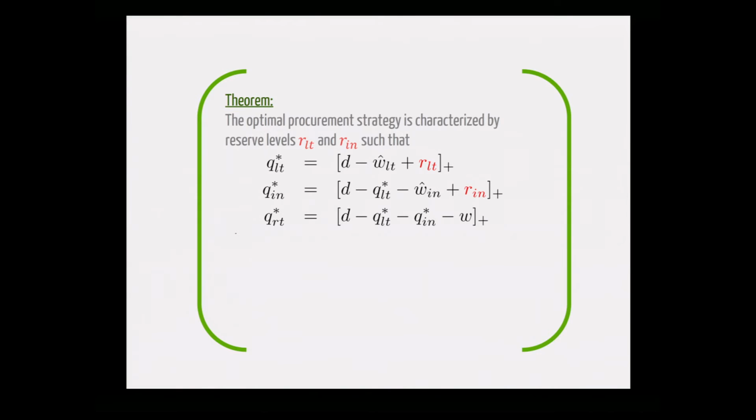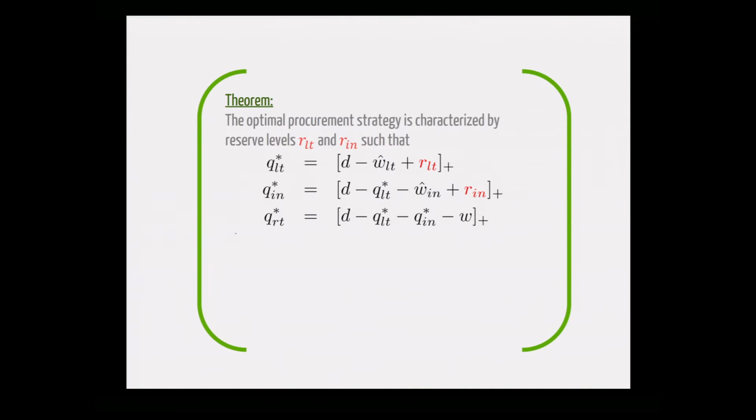And so basically, you get a structure where, in the long term, you're buying the excess that you think you'll need, plus an extra reserve quantity, which makes sense. In the intermediate, you do the same thing. You buy the extra. Now you know what you've bought. You have your new forecast. So this is, again, the extra that you think you'll need.